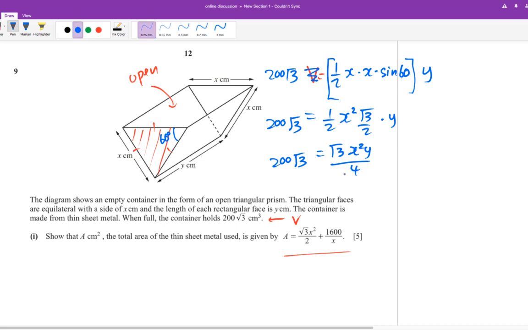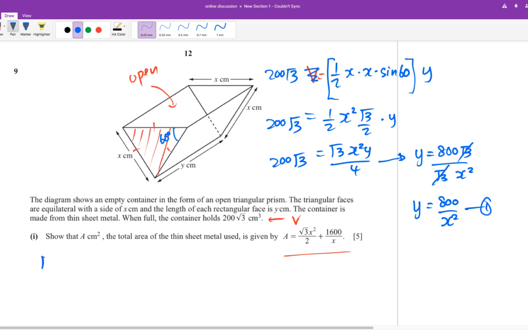Alright, then I will move the 4 to the other side. Here I try to make y the subject. So y equals 800 surd 3 over surd 3 x squared. I simplify the x squared surd 3, so it will be 800 over x squared. For this kind of question, you always need to form the first equation first. After you form the first equation, then for the area you can just substitute in.